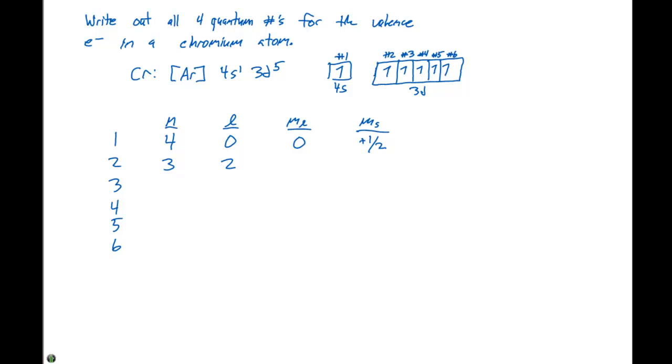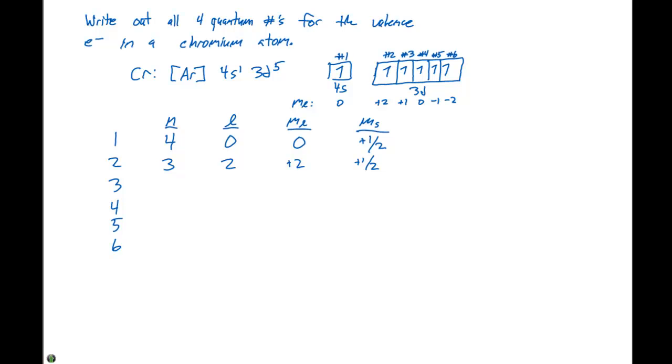The M sub L value, remember when we have a d orbital, and I'll draw these underneath here, an M sub L value for the s orbital is going to be 0. For a d, it could be plus 2, plus 1, 0, minus 1, and minus 2. So these are the M sub L values that are going to correspond to each of these electrons. So M sub L will be plus 2, and M sub S is going to be plus 1/2.